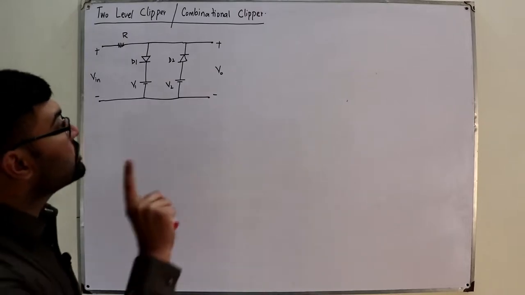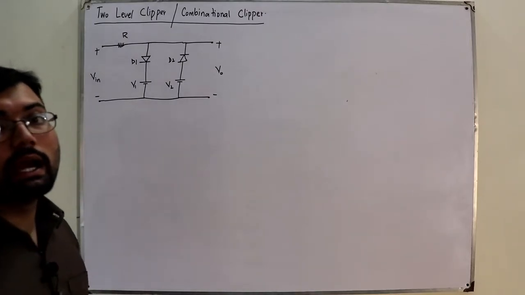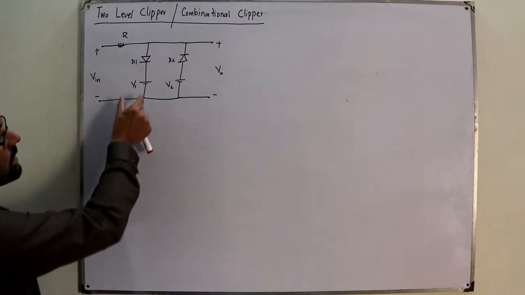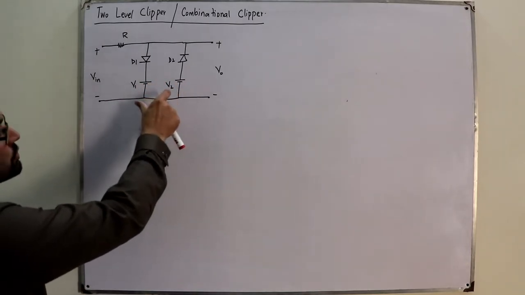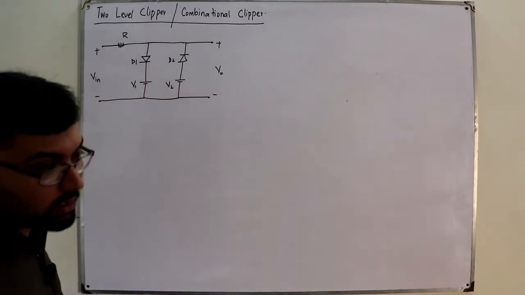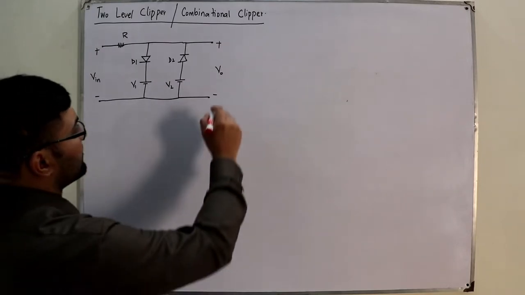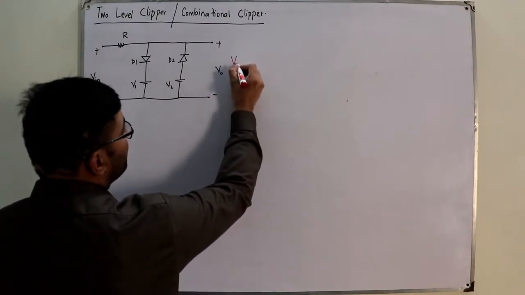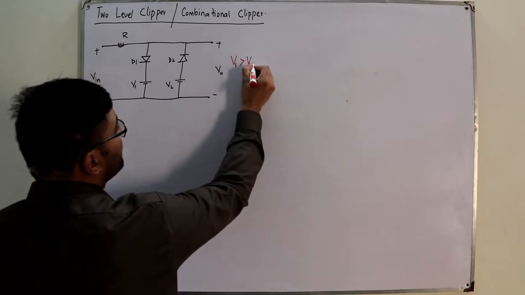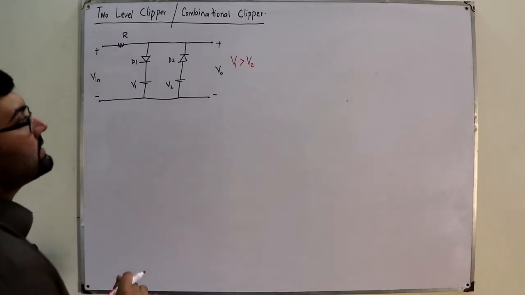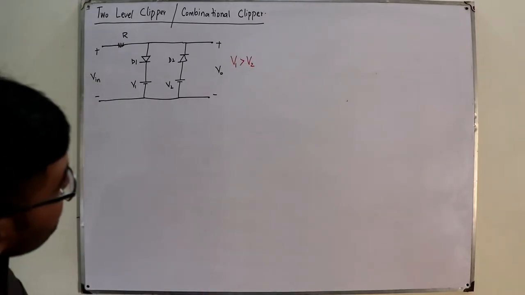For analyzing the circuit, first you have to make an assumption, and the assumption is that one of the voltage sources, the biasing source, is greater than the other. You have a V1, let's say. V1 is, let's say, greater than V2.